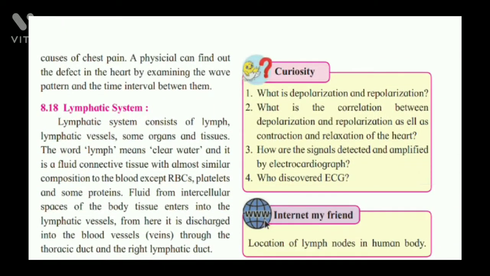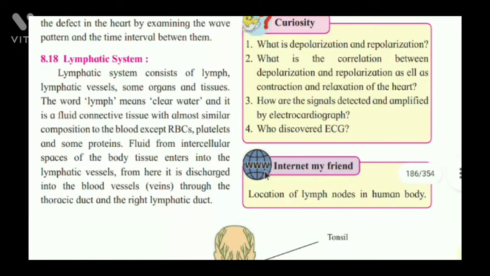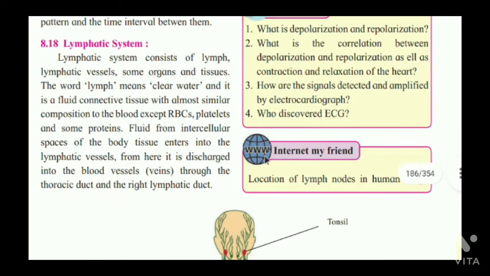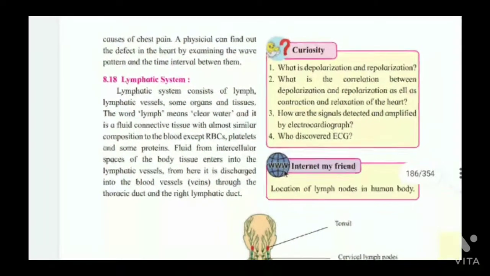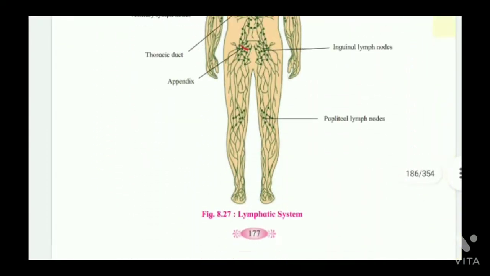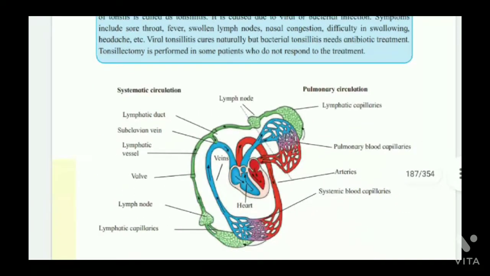A physician can find out the defect in the heart by examining the wave pattern and the time interval between them. Lymphatic system. The lymphatic system consists of lymphatic vessels, some organs and tissues. The word lymph means clear water and is a fluid connective tissue with almost similar composition to blood except RBCs, platelets and some proteins. Fluid from the intercellular space of the body tissue enters the lymphatic vessel. From here it is discharged into the blood vessels through the thoracic duct and the right lymphatic duct. This is the lymphatic system given.